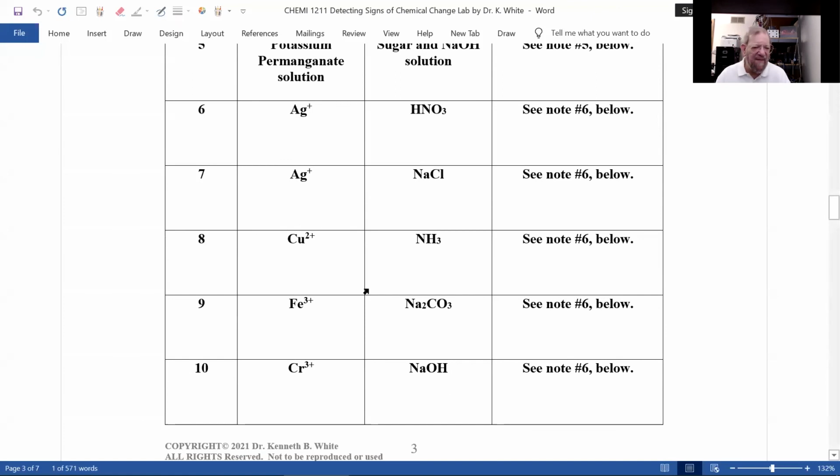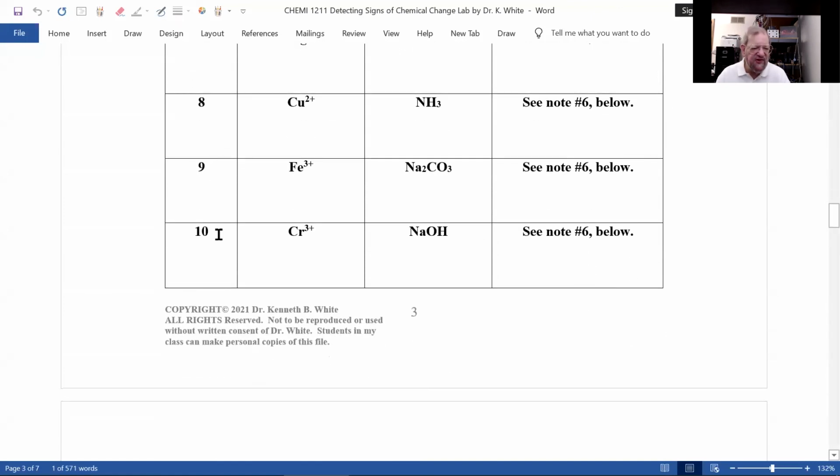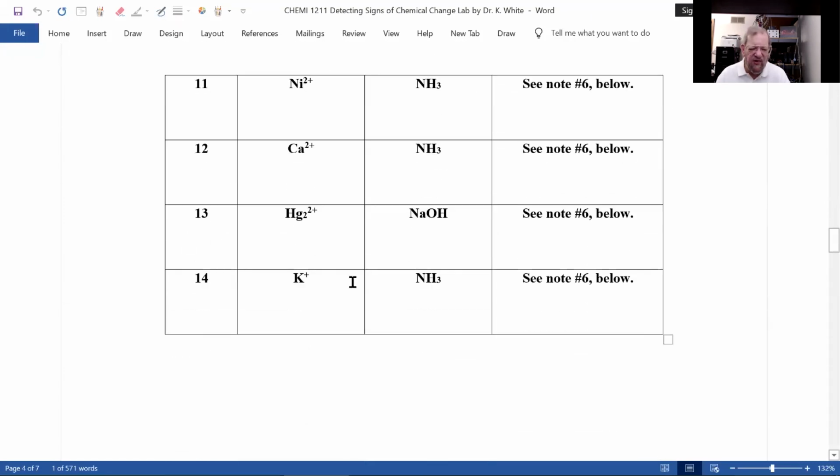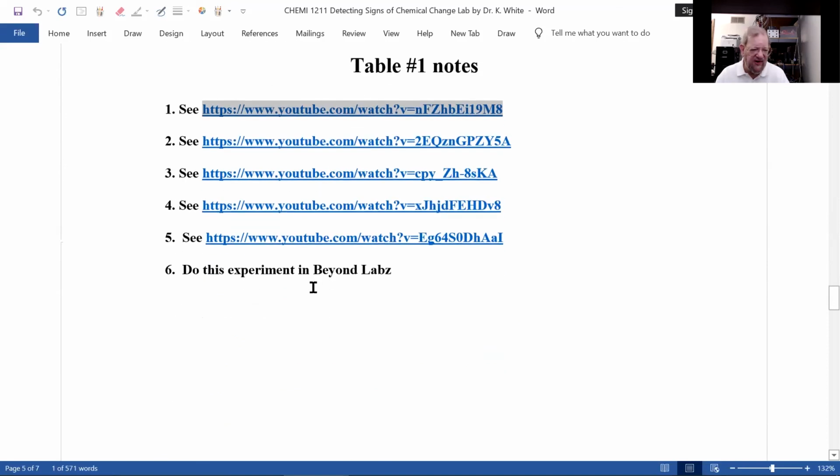All right, now, remember, 6 through 14, you'll use in Beyond Lab Z. Notice each has the same note, number 6, which is do this experiment in Beyond Lab Z.